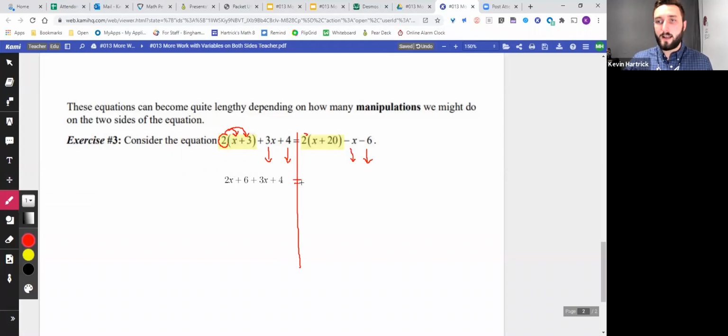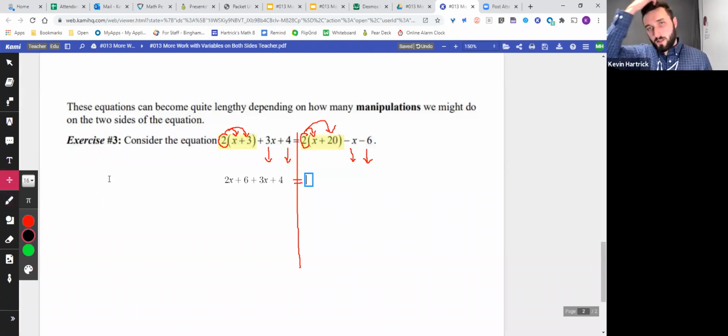All right, on this side, I've got to do some more distributive property. So again, I'm distributing a 2. So when I distribute that 2 times x, that gives me a 2x. And a 2 times 20 gives me 40. And then this other stuff comes down right along with it. Make sure my signs come with it as well. This was a minus x and a minus 6. Okay, now we still have a lot going on here, okay?